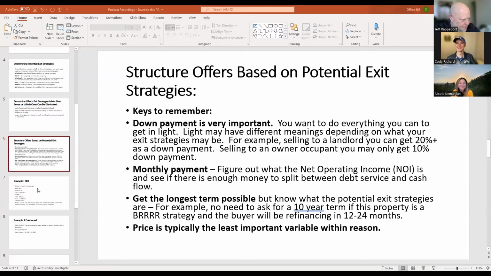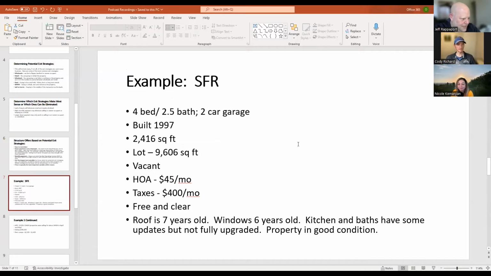All right. You guys can see my screen? Yep. So Nicole, here is your example. It's a single family home, 4-bed, 2.5 bath. It's built in 97, 2,400 square feet. It's a vacant house. It's got an HOA, but a small payment. Taxes are hefty. It's free and clear. So you got lots of options you can create.